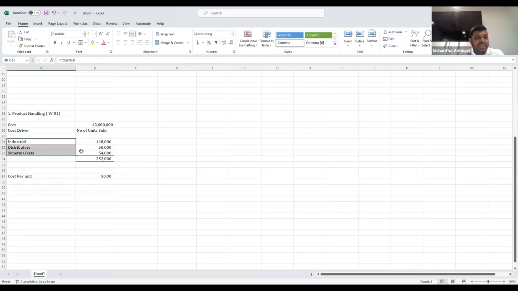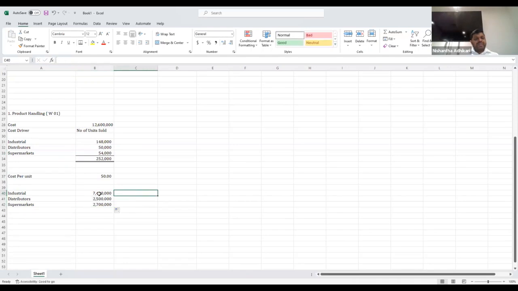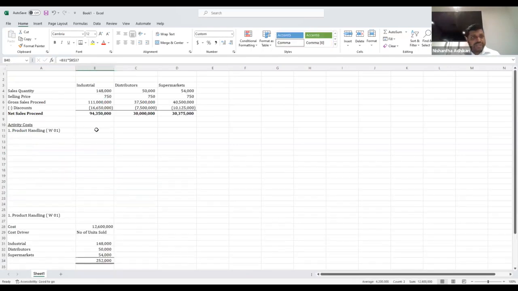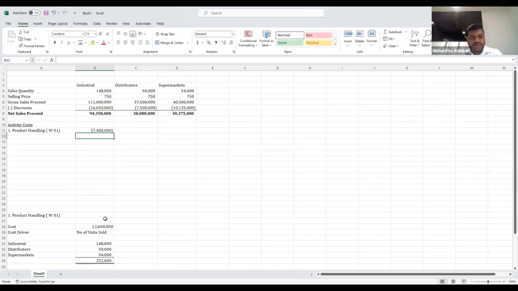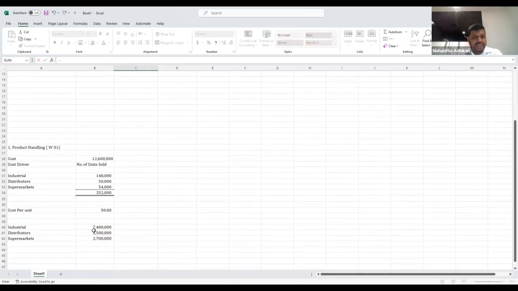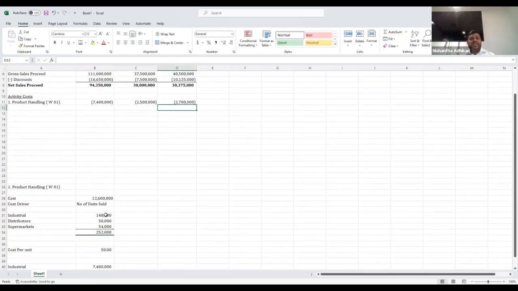Then you can allocate among these three. 148 is the output. You can multiply 148 into 50 rupees. Right. I am here drag and drop. These are the cost allocation. Now I will deduct. Product handling cost for industrial 7.4 million, and distributors, it is 2.5 million, and supermarket, it is 2.7 million. This is how we are doing the calculation.